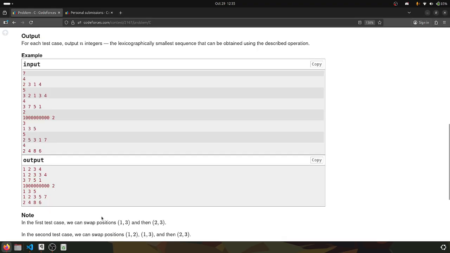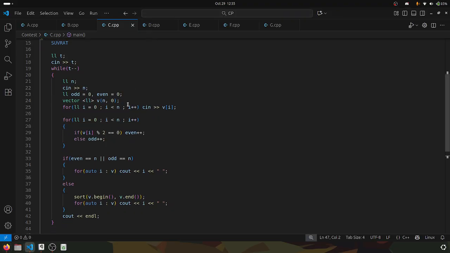So I'll show you guys the code for this now. So first I'm counting the number of odds and evens. So I'll input the vector, and then I'll count the even and count the odd. So if even is n or odd is n, that means the whole array was of the same parity. Then I will just output the array as it is, since I cannot do any operations. Else I will sort the array, and then I will output the sorted array, since that is the lexicographically lowest possible array. So that was the code for problem C.